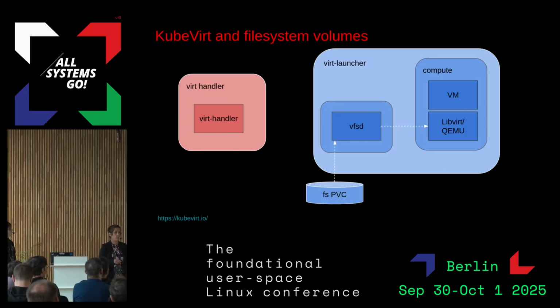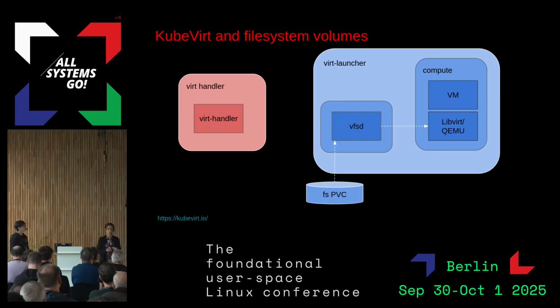The use case that we are focusing on is a filesystem. A filesystem volume is basically a directory that can be passed directly to the guest. In order to do this, we use an external process from QEMU called virtiofs, which is basically doing this translation thanks to the vhost-user protocol.